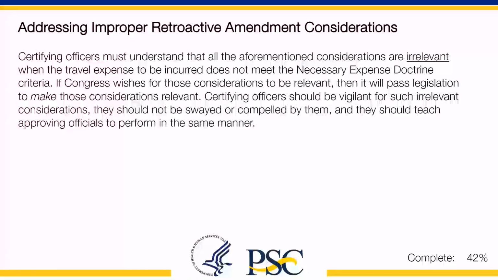Certifying officers must understand that all the aforementioned considerations are irrelevant when the travel expense to be incurred does not meet the necessary expense doctrine criteria. If Congress wishes for those considerations to be relevant, then it will pass legislation to make those considerations relevant. Certifying officers should be vigilant for such irrelevant considerations, should not be swayed or compelled by them, and should teach approving officials to perform in the same manner.